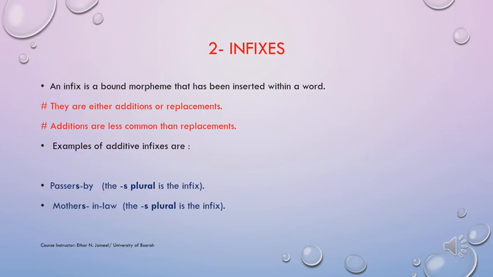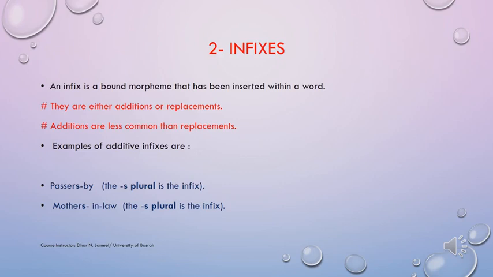The second type of affixes is called infixes. From its name, infixes, in. We've said that in as a prefix means within or between. So infixes are bound morphemes that occur within a word. Within. Infixes can be either additions or replacements. We have two types of infixes. They are either additions or they are replacements. Let's talk about the first type.